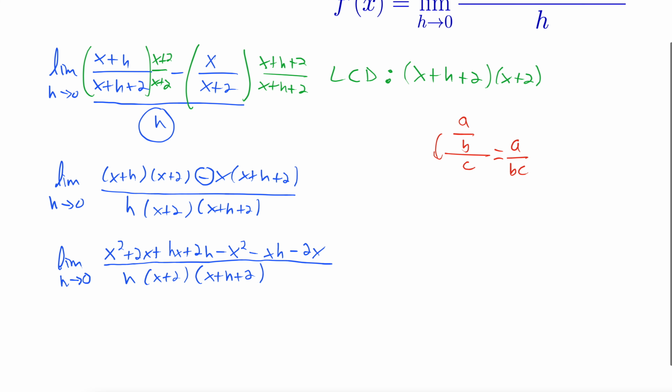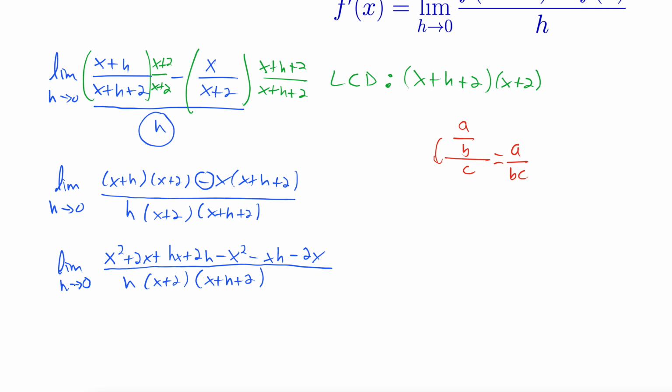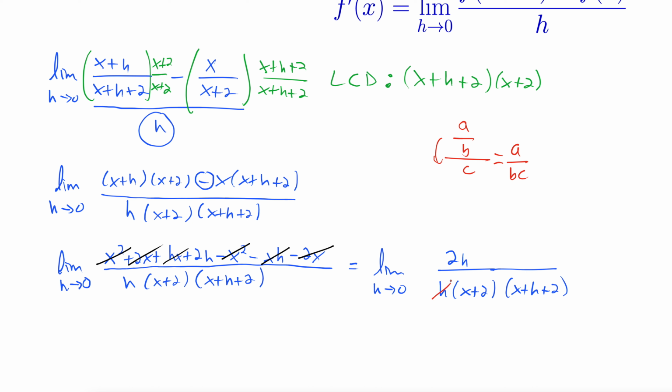Okay, well now we get some cancellation at least. Let's see here. These x squareds cancel. Our 2x's cancel. And our hx's cancel. Look at that. And then what do we have left? Let's just regroup here. So this is the limit as h goes to 0 of, well, look at this. There's 2h over h times x plus 2 times x plus h plus 2. And here we go. We have finally met our main goal, which is to get this h to cancel.